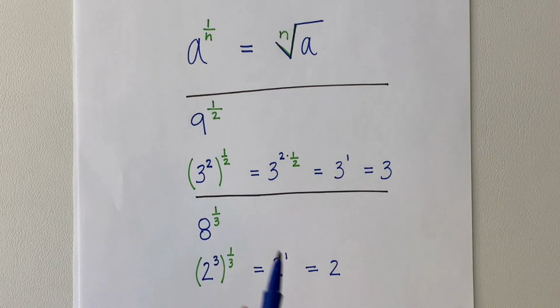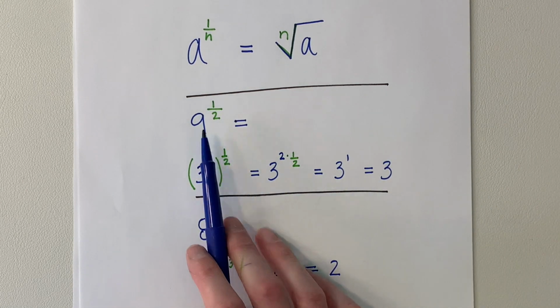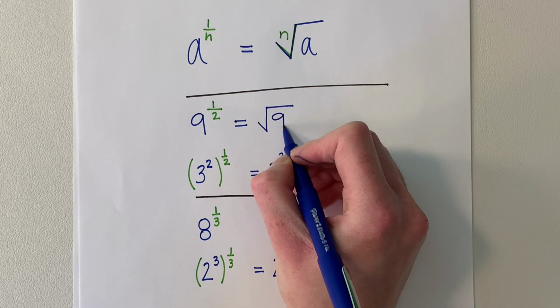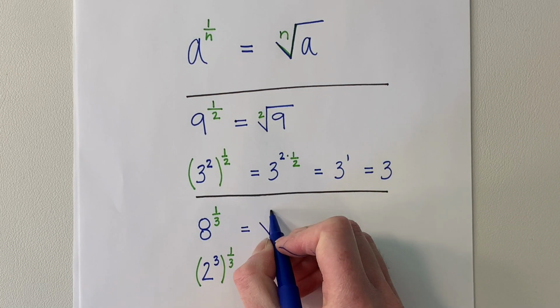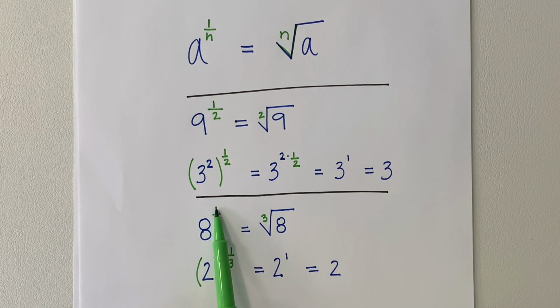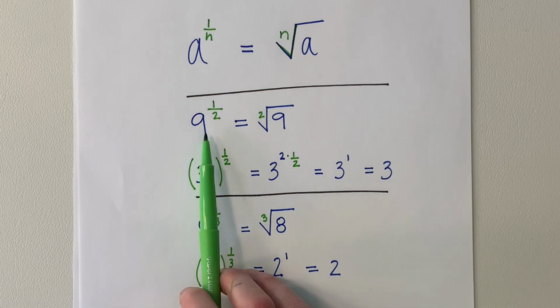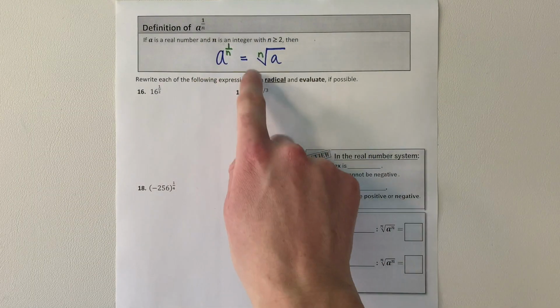So if you do lots and lots of problems like this, you'll notice a pattern. 9 to the 1/2 is equal to 3. Another way we could get the answer 3 would be to take the square root of 9, where again the implied index here is a 2. 8 to the 1/3 is 2. Another way to calculate that would be to take the cube root of 8. And this works anytime you have a fractional exponent with 1 in the numerator. You can rewrite the problem by just putting this base underneath a radical, and then your denominator becomes the index.